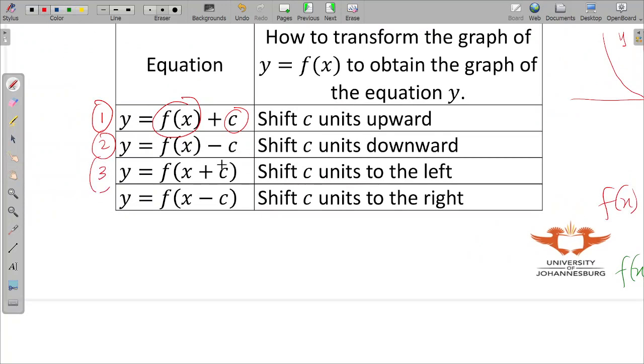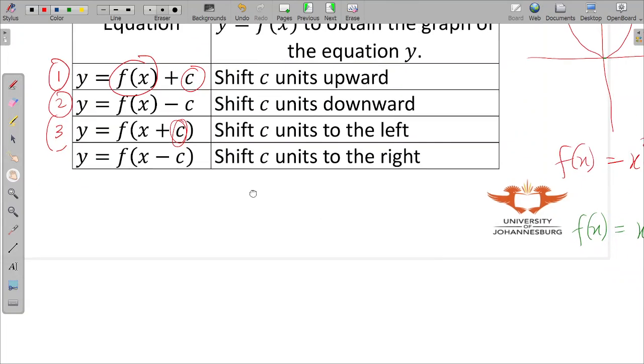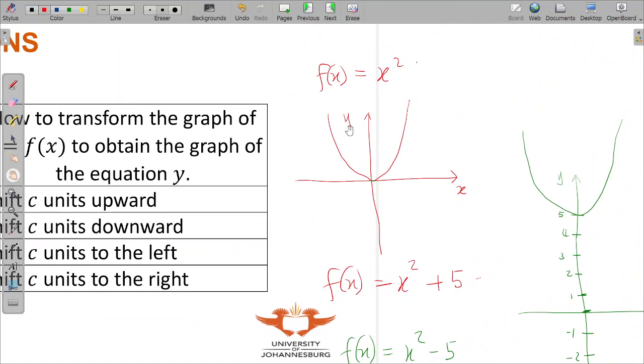Okay, the third one: when we have the constant inside the function, you shift it C units to the left. Don't forget this is a basic one. If I want to find f of x equals (x plus 1) squared, we are going to shift this graph to the left.